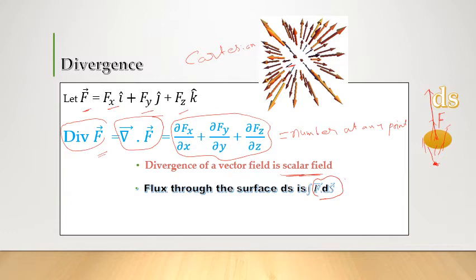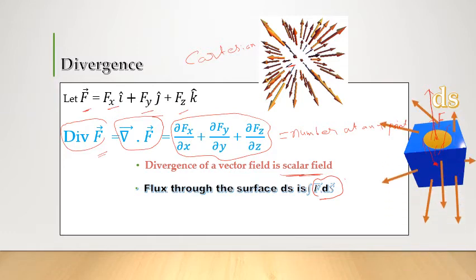Total flux, if you want to define for a bigger surface like this cube which has 6 surfaces, then if you want to define total flux coming out of these side surfaces, you have to take integration. Total flux will be defined by integration over the closed surface.